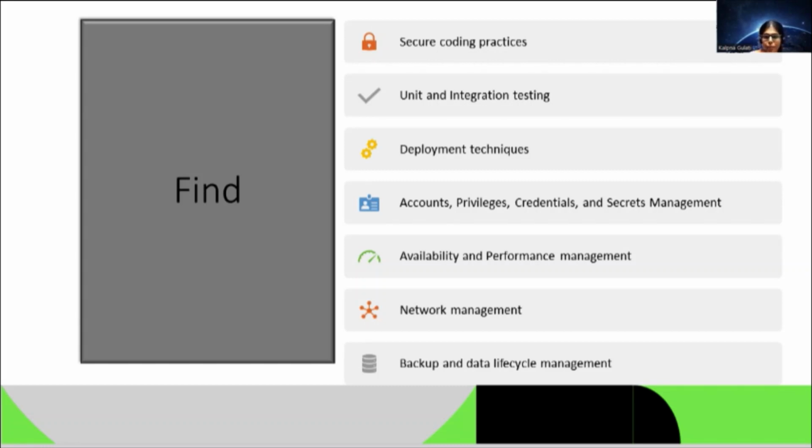Next comes the find. By find, we mean how, in case affected, how do we ensure that we have the right processes in place which prevent any of these to impact me, right? And some of these elements are secure coding practices, unit and integration testing, deployment techniques, escalation management and account management, performance and availability management, network management, and obviously backup and the data lifecycle management. And data lifecycle management would mean anything that is important to the organization is managed appropriately.